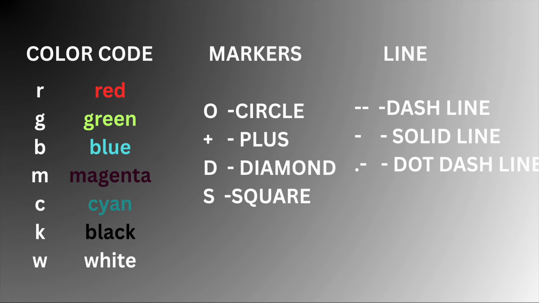And if you write s in your code, it will be reflected in your graph as a square marker. Coming on to lines, there are different types of lines. Dashed lines, like dash dash dash dash, the line can be represented in that way. There is also a solid line, and a dot dash line. So these are the basic things that we have to remember to start with Matplotlib.